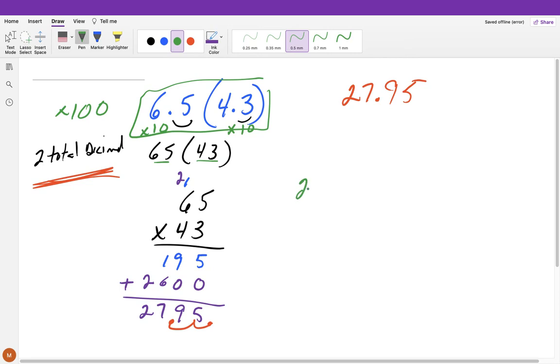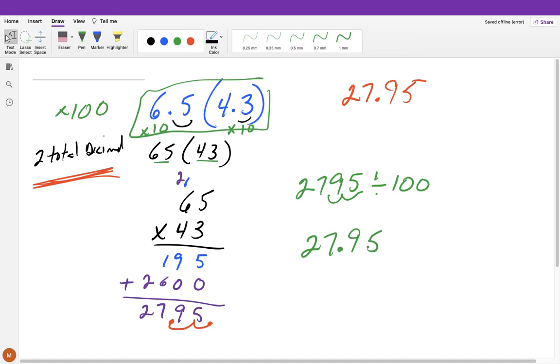So when we get to this 2,795, we multiplied by 100 to create this value. So then we need to undo what we multiplied by, and then we would divide it by 100, which is then going to move our decimal place 2 spots to the left, which is creating the 27.95.